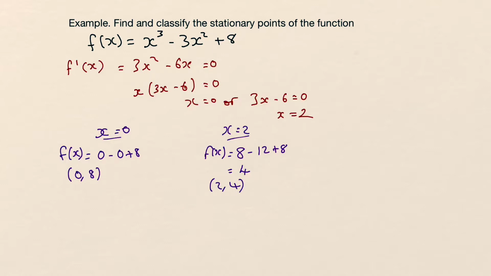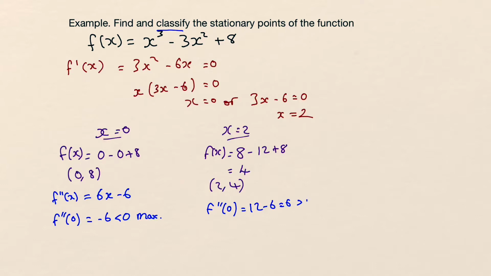The second part of the question says we have to classify them. So now we will use the second derivative, which will be 6x minus 6, and the second derivative at 0 is minus 6. Here it is less than 0, minus 6 is less than 0, so it is a maximum, local max. For x equals 2, we've got 12 minus 6 is 6, which is greater than 0, so it's a local minimum.